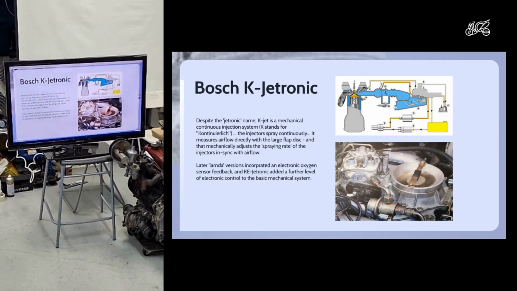And the amount they spray is controlled by this flap. So this is also a flap in the airflow. So as you open the throttle, the flap moves. There's some levers. And inside this box here is a metering system which adjusts the way the fuel flows through. So it's a little bit like the Lucas system in terms of it's distributing the fuel and it's controlling the pressure of fuel to the injectors. But even though it's called Jetronic in the name, there's no tronic there.